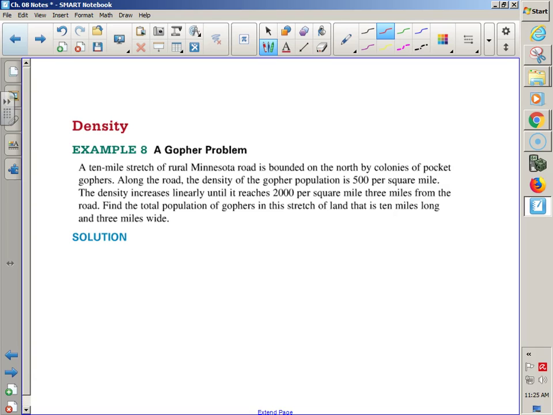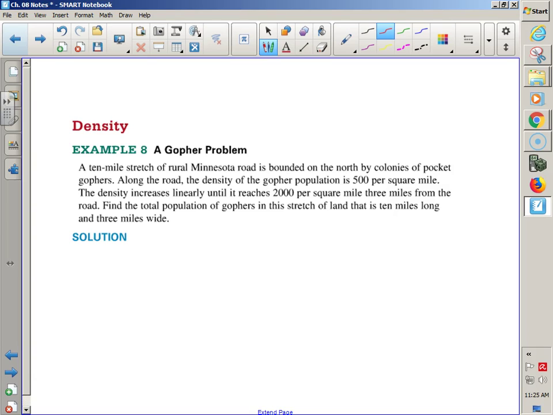It's been a couple years since there was an accumulation problem like this before. A 10-mile stretch of road is infested by colonies of pocket gophers. Along the road, the density of the gopher population is 500 per square mile. The density increases linearly until it reaches 2,000 per square mile. The density is increasing? Density is the original quantity? Gophers per square mile is the original quantity? Until it reaches 2,000 per square mile from the road. Find the total gophers in this stretch of land that is 10 miles long and 3 miles wide.